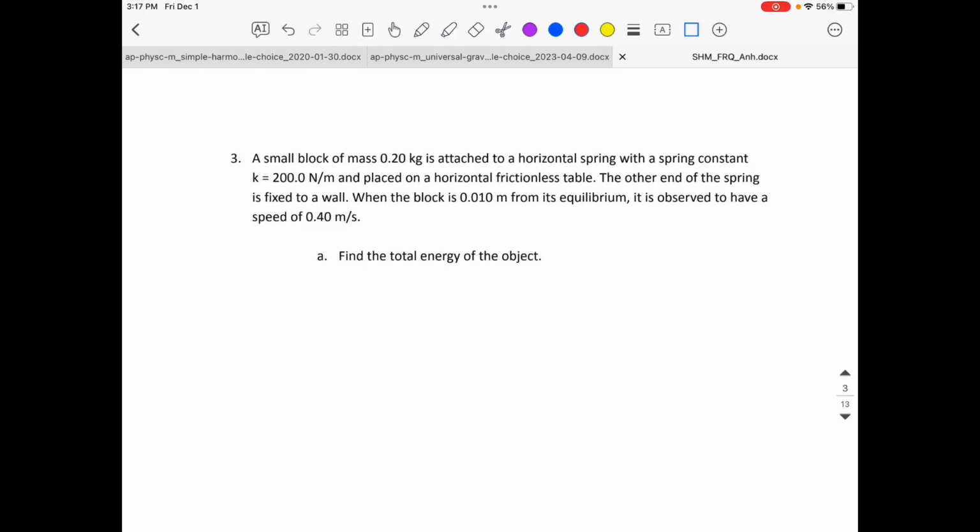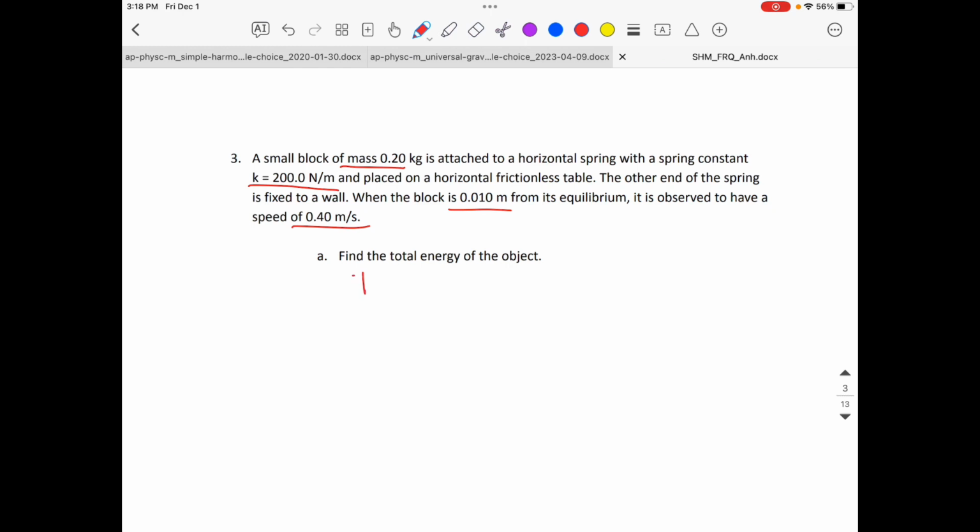So for FRQ number 3, we've got a small mass. The small mass of 20 kilograms is attached to a horizontal spring with a spring constant K, and the other end of the spring is fixed to a wall. When the block is 0.1 meters from its equilibrium, this is its speed. So we've got a lot of information here.